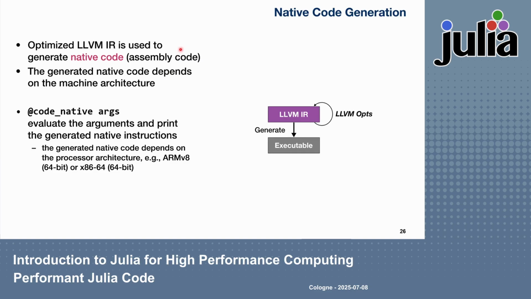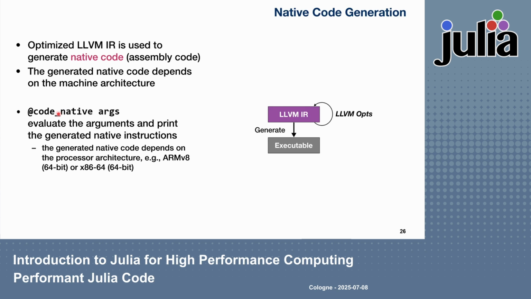And we are still one step away from the silicon. The last step is to generate the so-called native code. You can think of it like assembly code, really very low to the silicon. You can inspect the generated native code by using the macro code_native, and then you will get the native code.